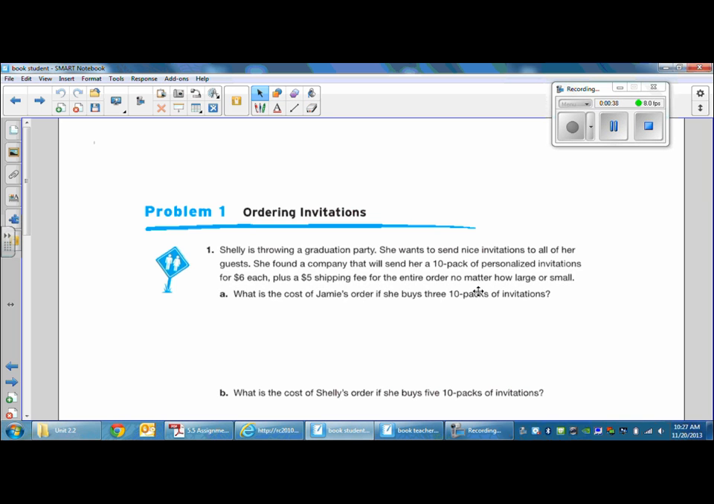So we need to do 3 times the packs, and each pack is 6. So we will do 3 packs times 6 for $18, and then what's the total cost? What is the cost of her order? Plus, we have to add the $5 that she will spend on shipping. So what's the answer there?